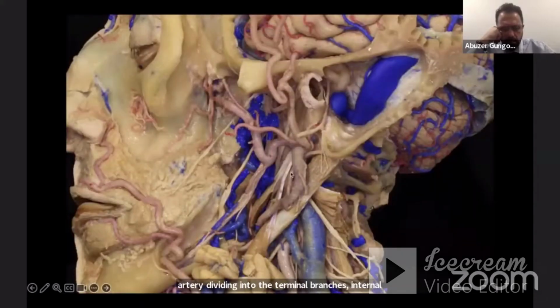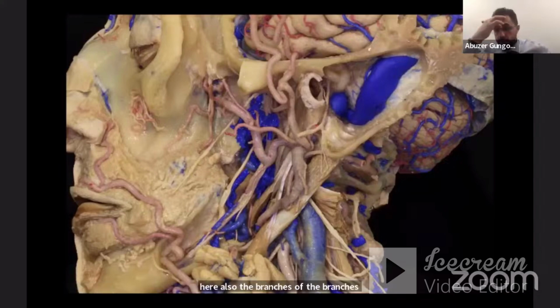Here we can see more detail. We see the styloid muscles. And then we can also see the digastric muscle. Here also the branches of the third division of the trigeminal nerve coming out from the foramen, which is located here.